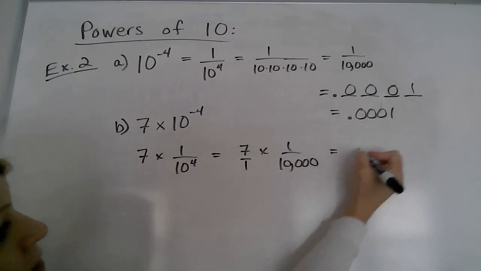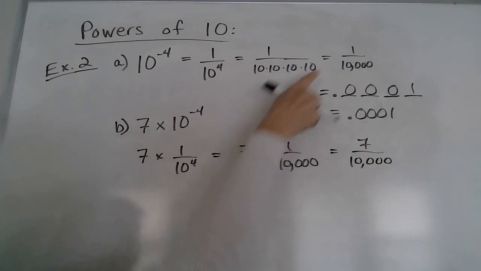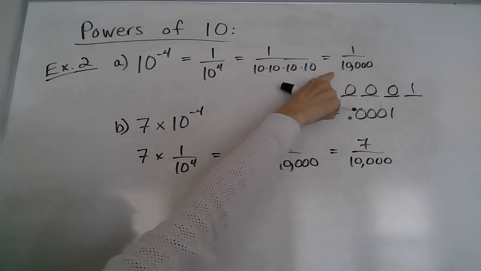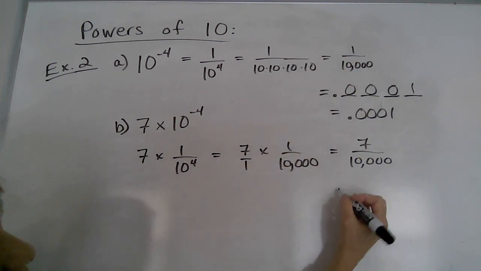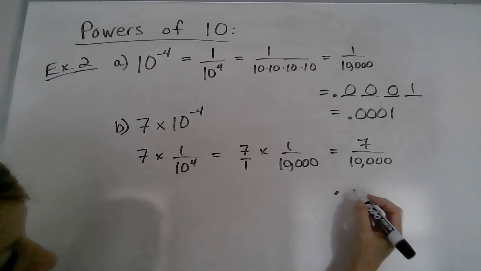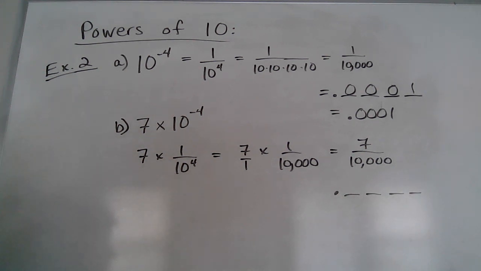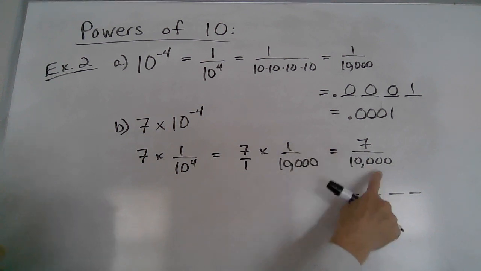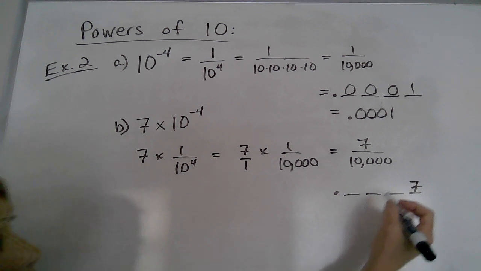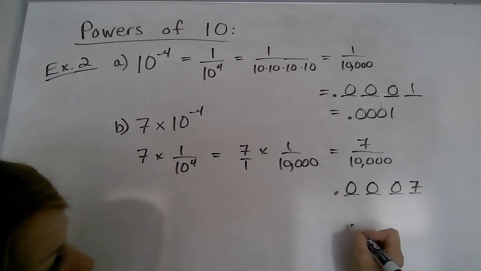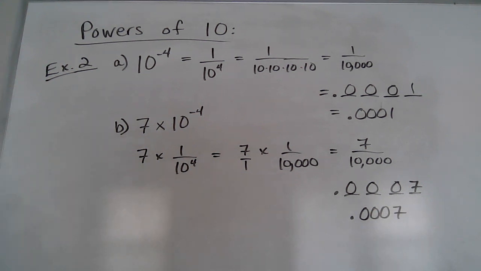which gives us 7/10,000ths. So it's very similar to this right here, except now our numerator is a 7 instead of a 1. So we're still going out to the 10,000ths place: tenths, hundredths, thousandths, 10,000ths. But now we have 7 of those 10,000ths. So the 7 sits in the 10,000ths place. Fill in the empty spots with zeros. And this is how we write 7/10,000ths.